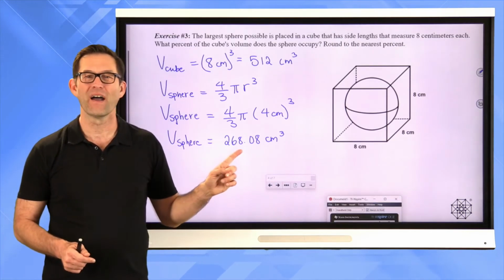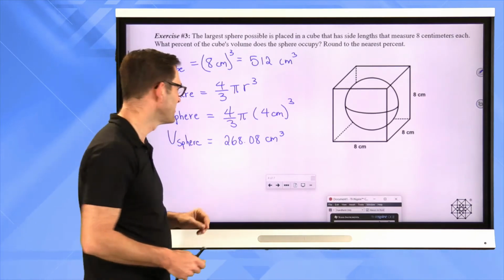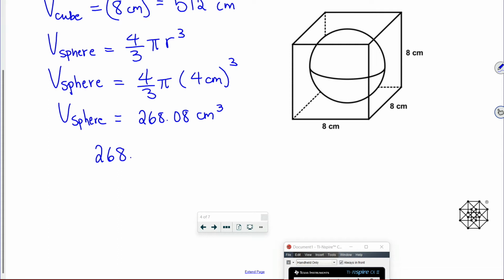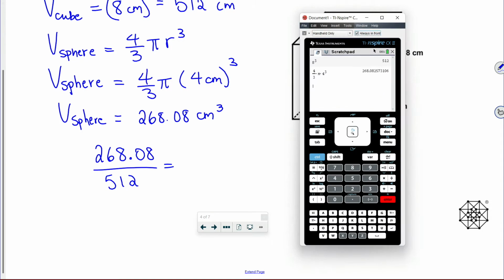So I just want to divide this volume by that volume. Let's see what we get, okay? So let's take 268.08 and divide it by 512. And let's see what that decimal looks like. All right, in fact, I'm just going to take that answer, which is sitting right there, and hit divided by 512, and that's going to be 0.5235, etc.